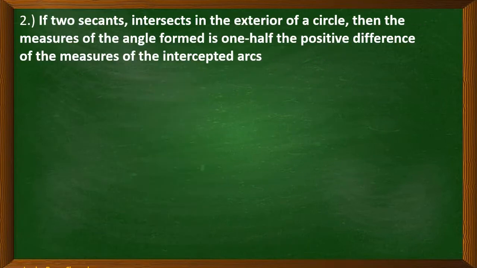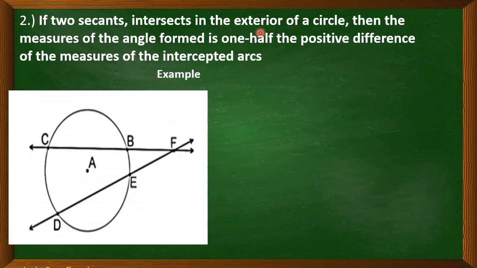Now let's have theorem number 2. If two secants intersect in the exterior of a circle, then the measure of the angle formed is 1/2 the positive difference of the measures of the intercepted arcs. So in theorem number 2, there are two secant lines that intersect in the exterior, so outside the circle.